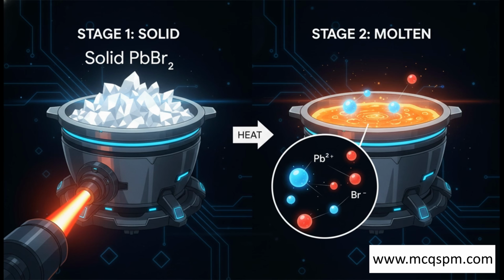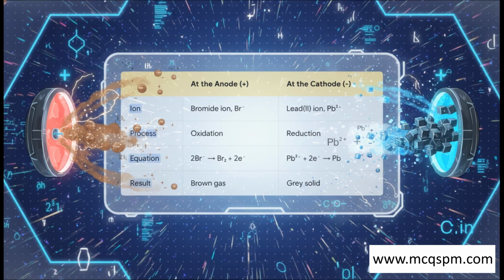So to make this super clear, let's use a classic example that you'll definitely see in your SPM papers, the electrolysis of molten lead-2 bromide. All we do is heat up the solid PbBr2, and bam, its ions break free from that rigid structure and start moving all over the place. Now this table is awesome because it shows exactly what's happening at each electrode.